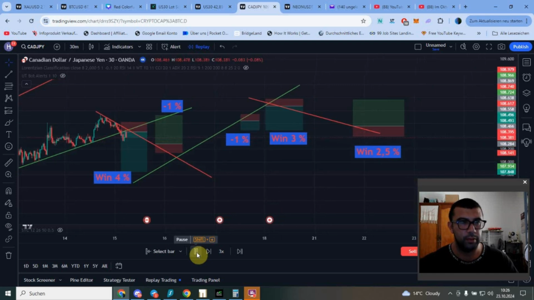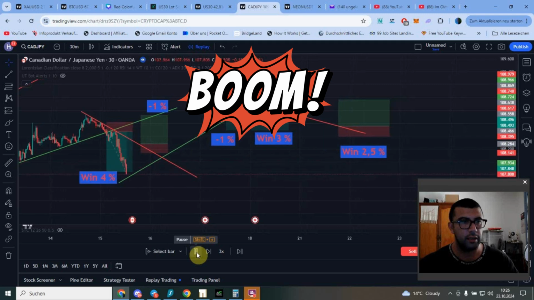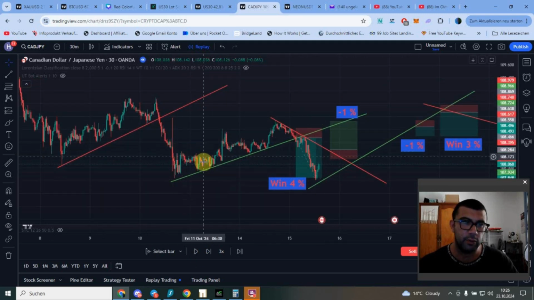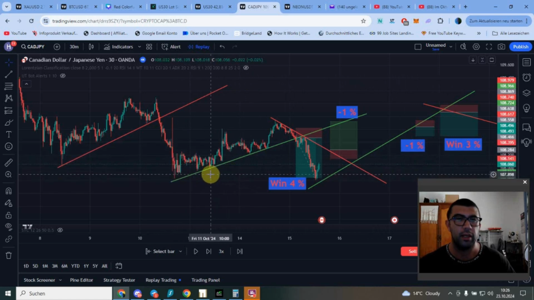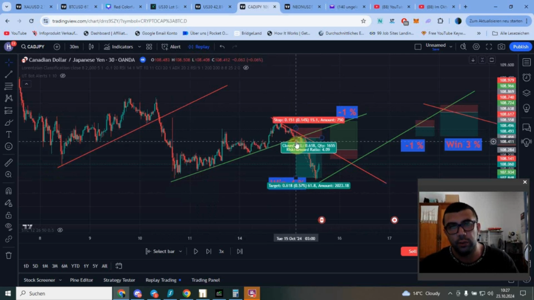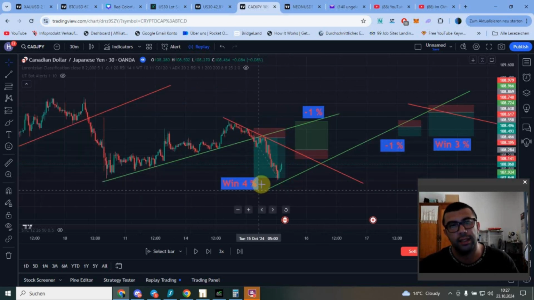And boom, it smashed my take profit. So what happened here? Here I drew a trend line. As you can see, we have many touch points here, and you need at least 3 touch points to draw this trend line. As soon as this trend line gets broken, I enter a sell trade.